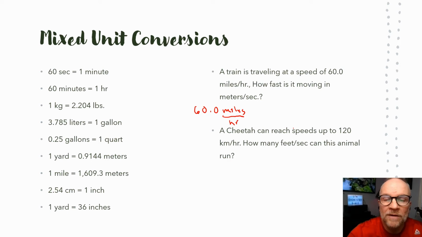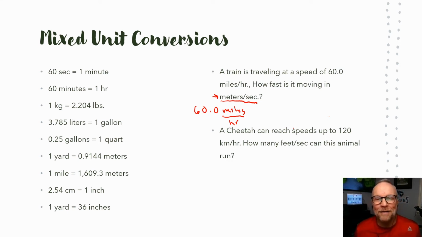We've got a train traveling that fast, and we want to know how many meters per second that it's traveling. So let's do that. So you got 60 miles per hour. I always like to write them on top of each other like that, and you'll see why here in a minute. And then we've got to go to meters per second. Okay, so that's what we're solving for. Let's underline that so we don't lose our way.